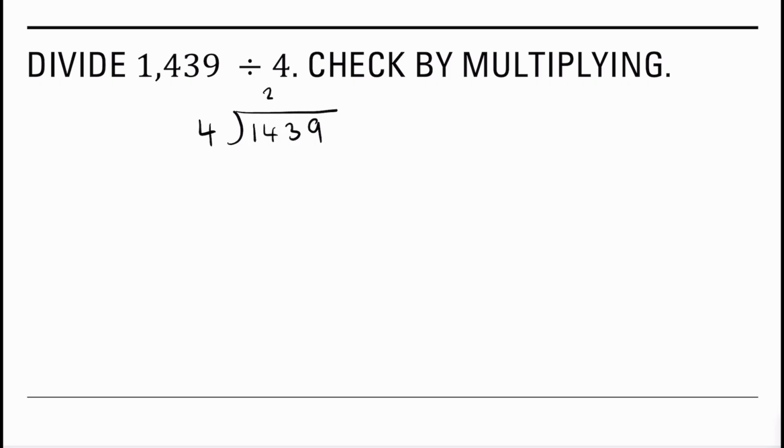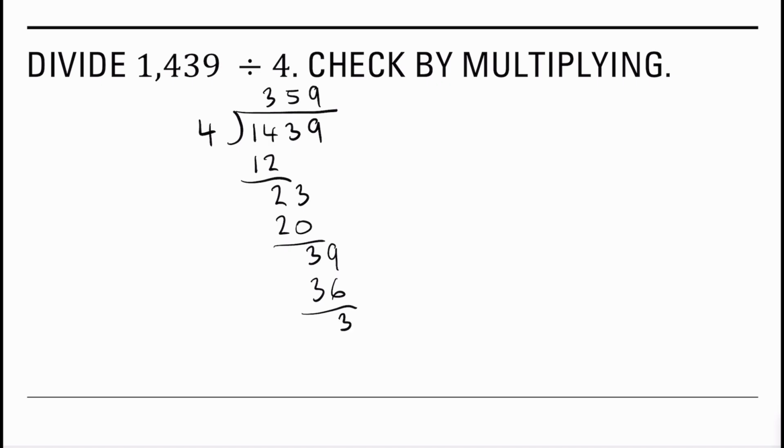4 goes into 14 3 times. 4 times 3 is 12. We subtract the 12 from the 14, and we end up with 2. We then bring down the 3, and we ask how many times does 4 go into 23? 4 goes into 23 5 times. Then 4 multiplied by 5 is 20. We subtract those, and we end up with 3. Bring down the 9. 4 goes into 39 9 times. And then 4 times 9 equals 36. So here we get 39 minus 36, which equals 3.